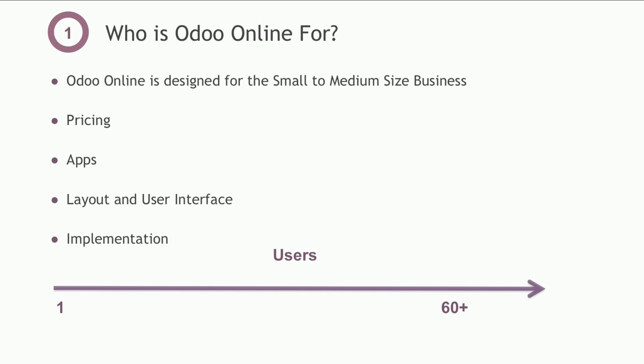As you can see also, small to medium-sized business does indicate anywhere from one user. We've got some mom and pop shops. We've got the one-man shows all the way through to 50, 60 users or more. It's really flexible.